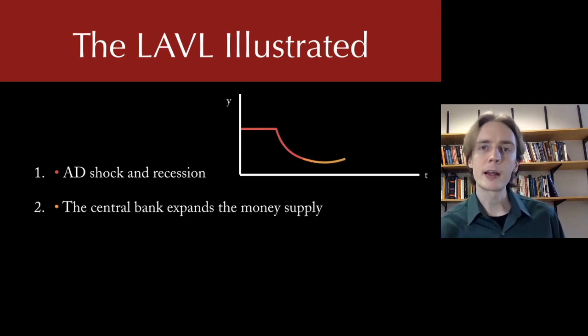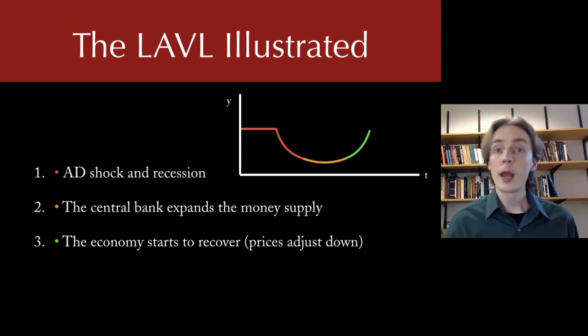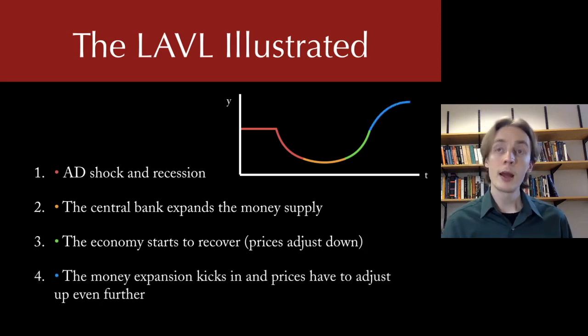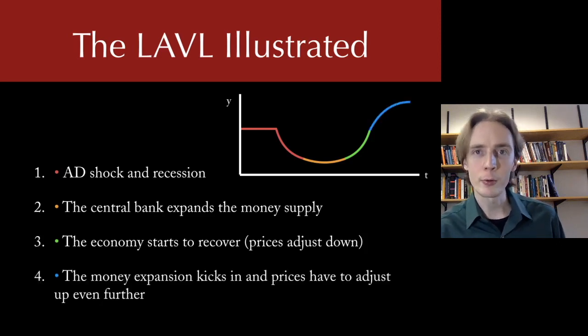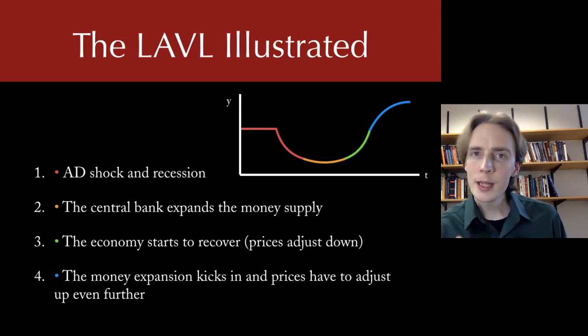Now the central bank's going to expand the money supply at the trough here. But now the economy is starting to recover. Right? Prices are adjusting downward, and real output is starting to return back to where it was. And at that point, that's when the central bank's monetary expansion kicks in. Right? Because it doesn't happen immediately.